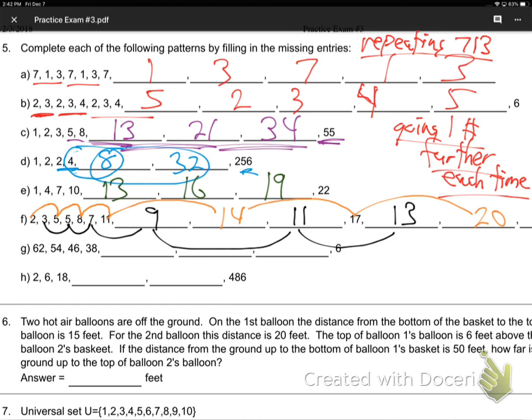How about G? As time is running on us here, what's going on in G? Yeah, it's going down by 8. Is that what it is? Yeah, 8 every time. So it just keeps going down by 8. So this would be 30, 22. Down by 8 would be what? 16? No. 14? 14, and then down by 8 is 6. Perfect. That's right. It's going down by 8 every time.